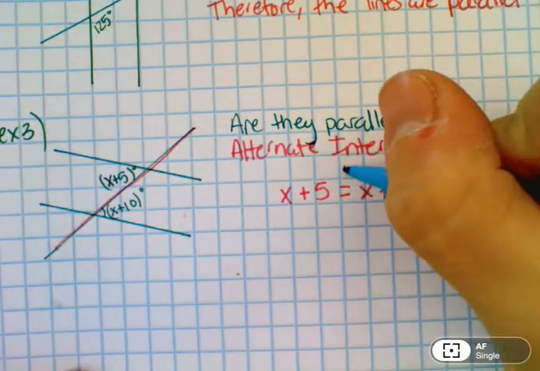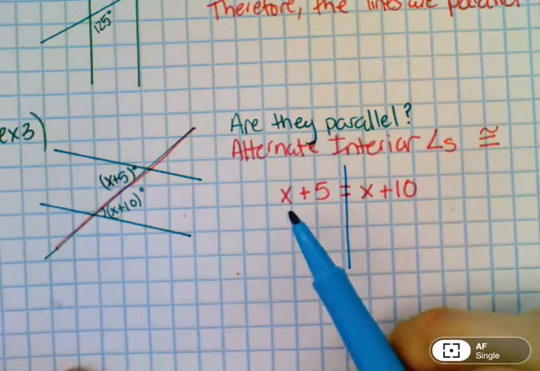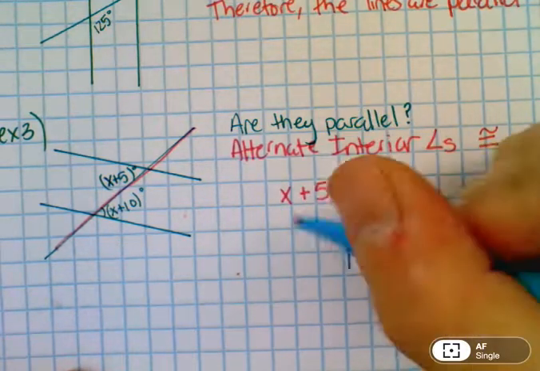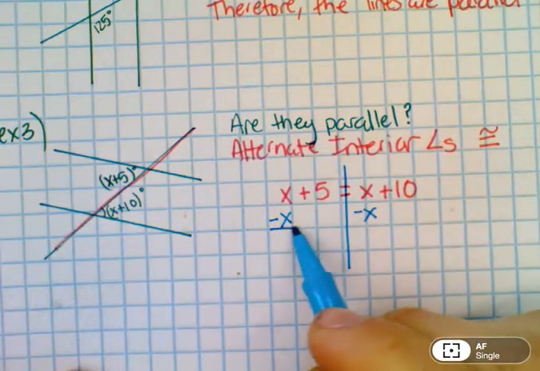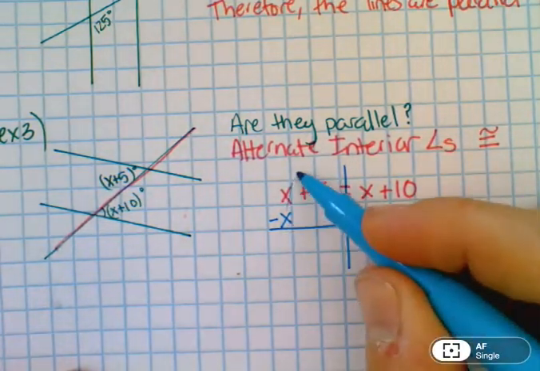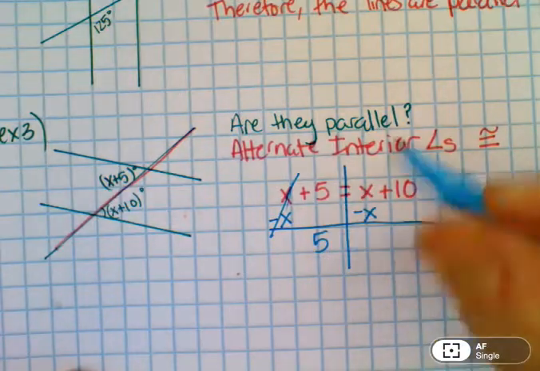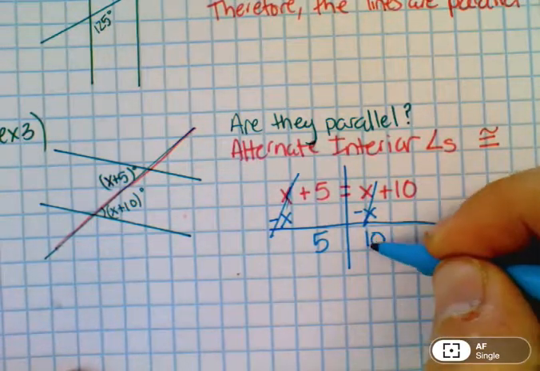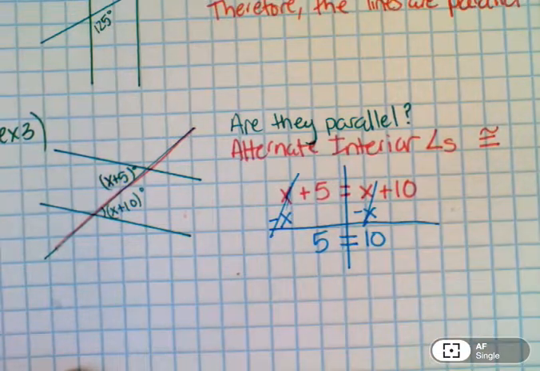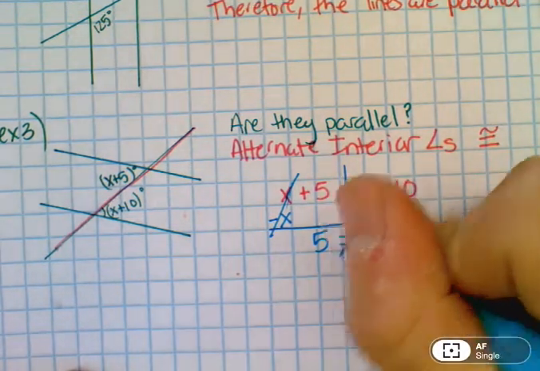And so let's try to get all our variables to one side. If I bounce this one x, then I would take away x from both sides. X minus x is 0, the 5 comes down. And then over here, x minus x is 0, and the 10 comes down. And there's no situation in the universe where 5 is equal to 10. This is just not true.